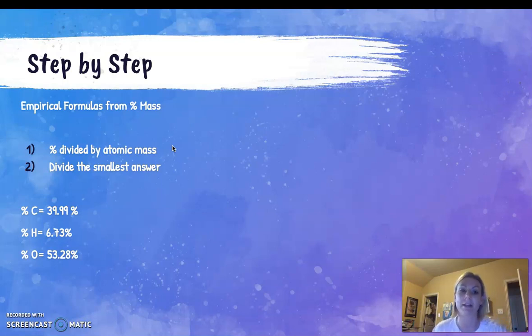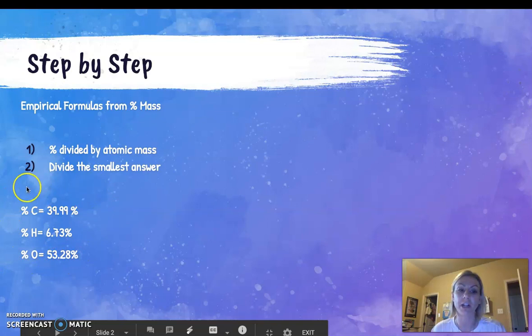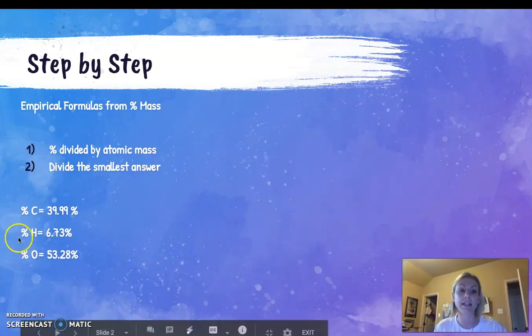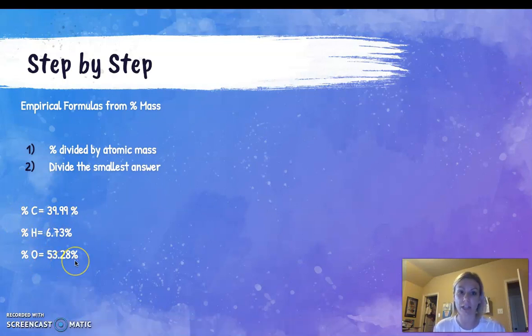and we're going to divide each answer by that smallest number. So for an example today, I'm going to use carbon, hydrogen, and oxygen, and I'm giving you the percentages of them. So for instance, if I got a substance from a crime scene, I know that it's 39% carbon, 6.73% hydrogen, and 53.28% oxygen. So I want to find out what is the formula of the substance so I can figure out exactly what it is.